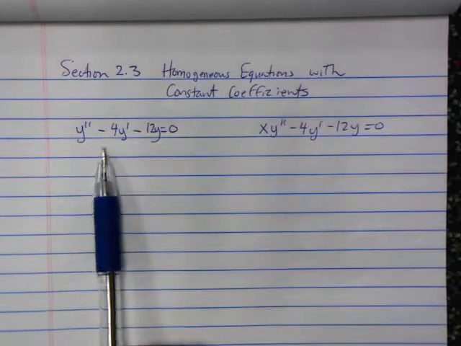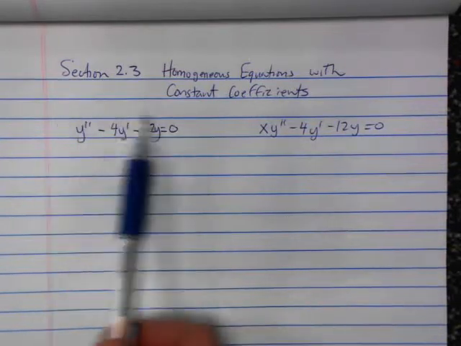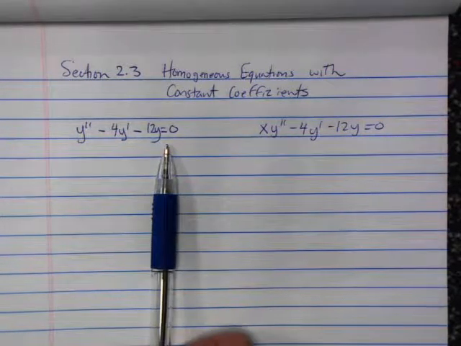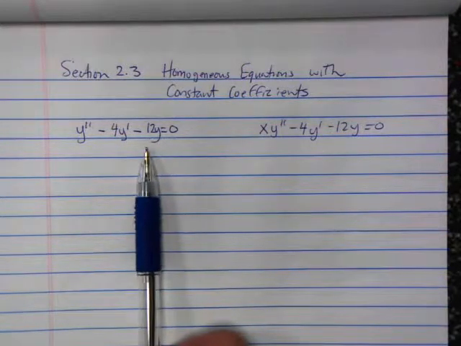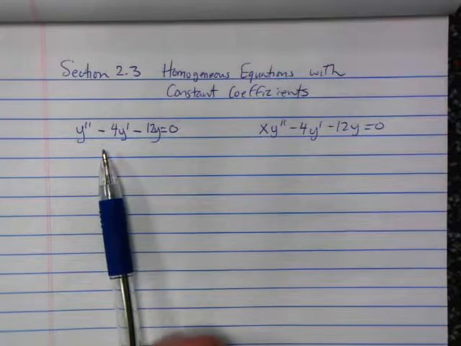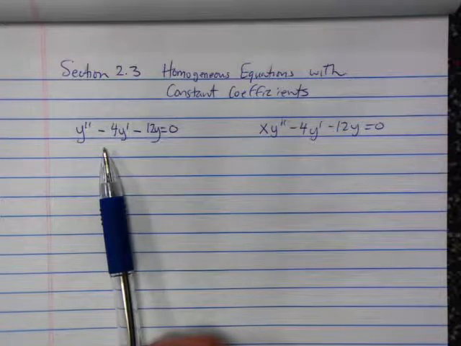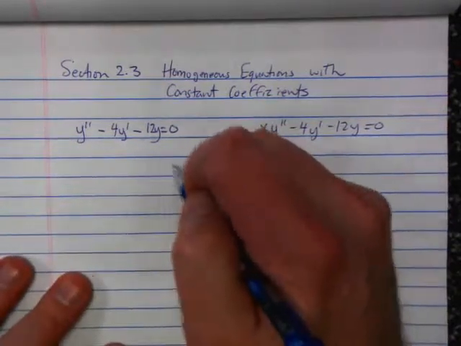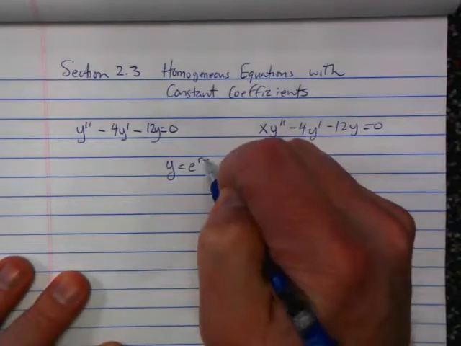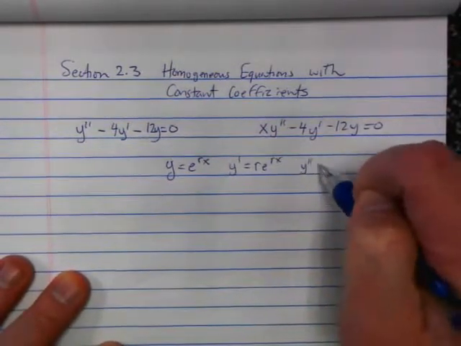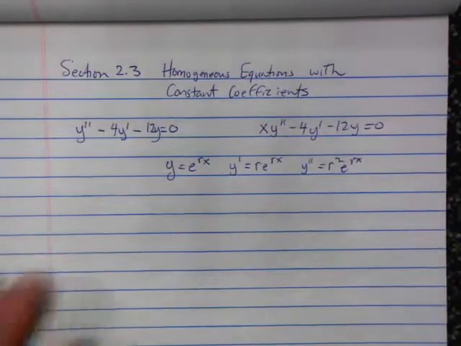So, we did this back in section 2.1. How did we solve a second order homogeneous equation that had constant coefficients? We use the y's, c1 y1 plus c2 y2. And how did we come up with that y1 and that y2? We created something called the characteristic polynomial. We made a guess that the solution was going to look like e to the rx, and we took the derivative, we took the second derivative, and we plugged that all in.